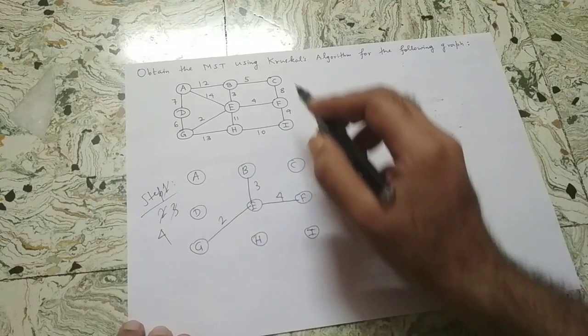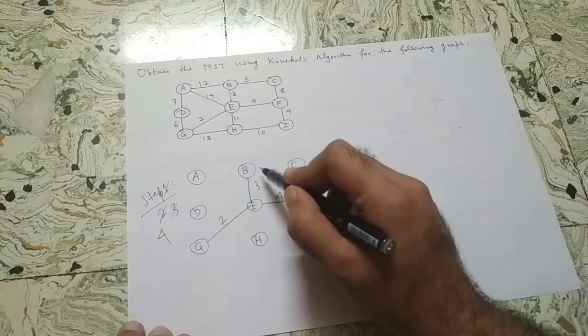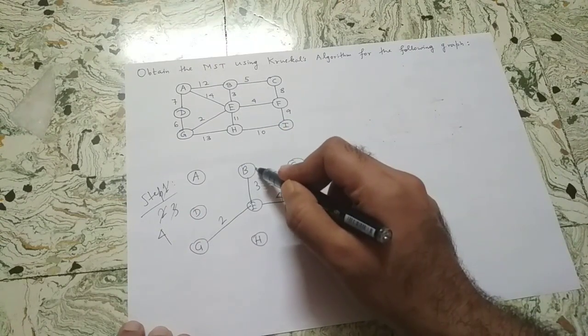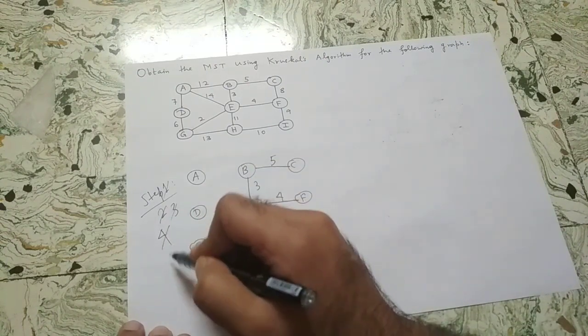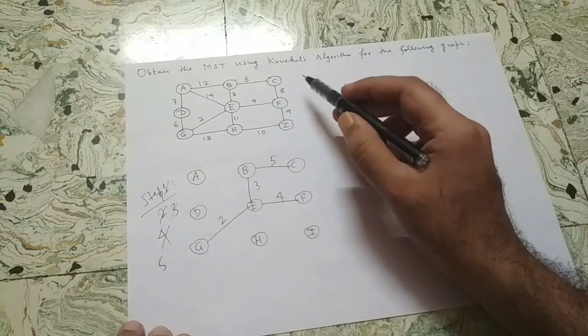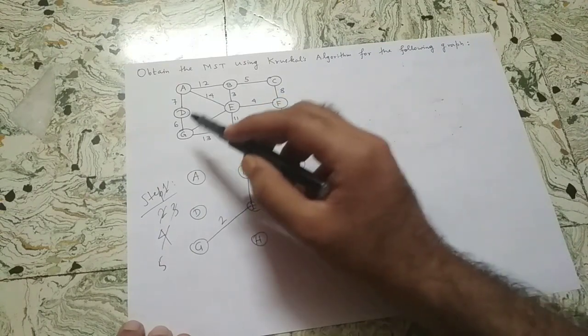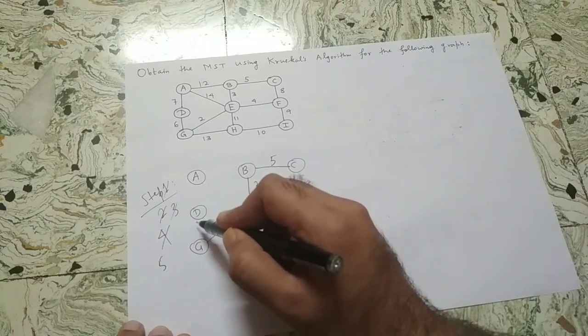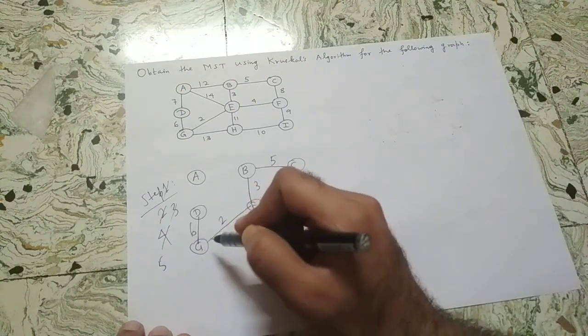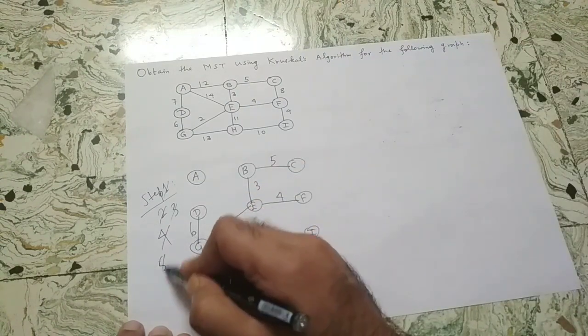Now for step 4, the edge connecting B and C, we can include it, right? Because it will not lead to a cycle. So we'll include it. Now next step, step number 5. We have to consider the edge with the next highest value, that is 6. If I include this edge, it will not lead to a cycle. So I'll include it.